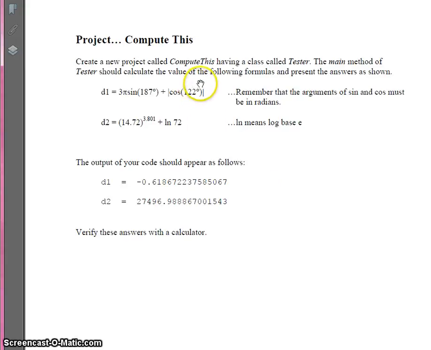It's called Compute This. The sine and cosine have to be in radians, which means if it's given to you in degrees, you're going to have to use the math class to convert. And then use pi, use your addition, subtraction, and absolute value. And in here you're doing ln, which is log. So whenever you run these, this should be your answer for both of them. You need to make sure that those answers come out correctly.